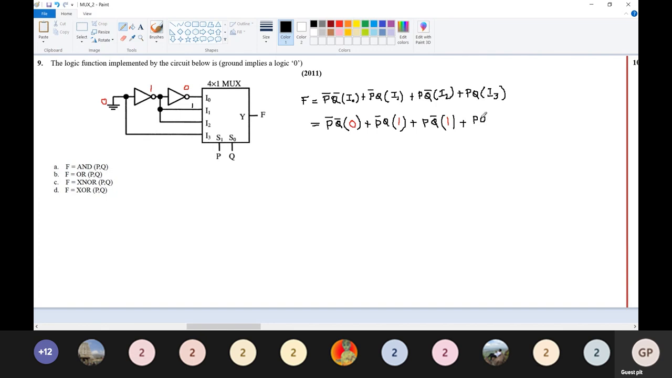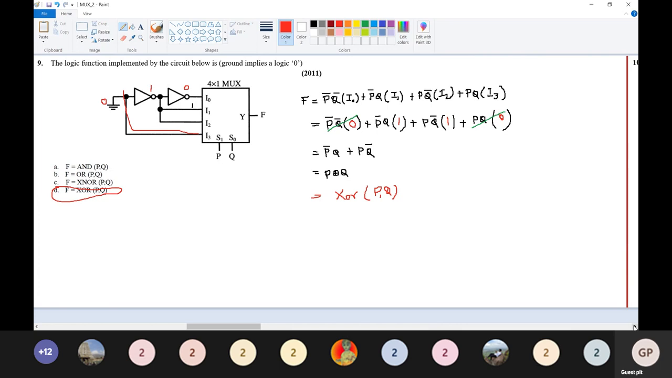Finally, P Q. What is your I3 value? The value is connected here, that is nothing but 0. So the 0 terms vanish, and therefore your answer is P dash Q plus P Q dash. We know this equation is of the XOR format, so this can be written as P XOR Q. That is your answer. So your correct option is D.